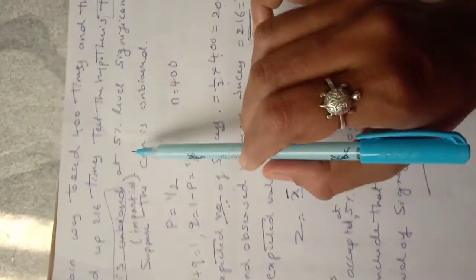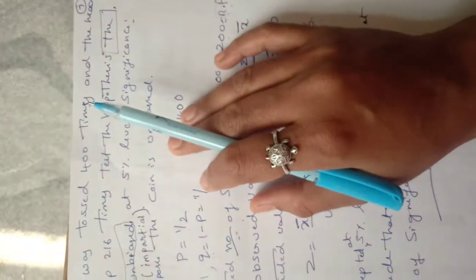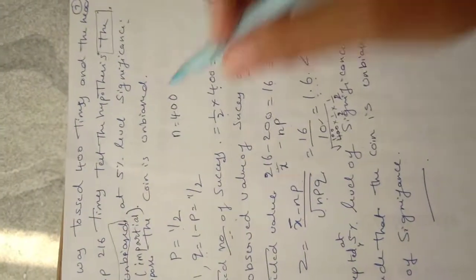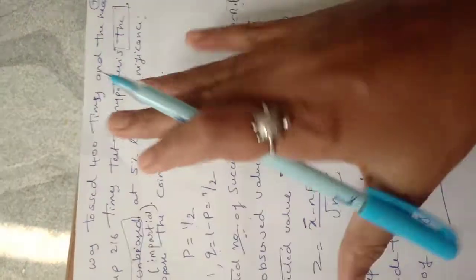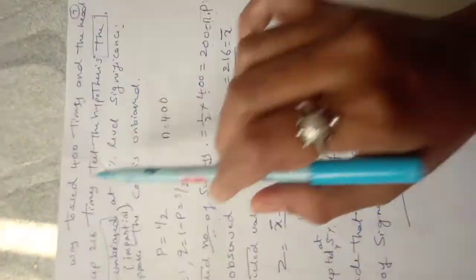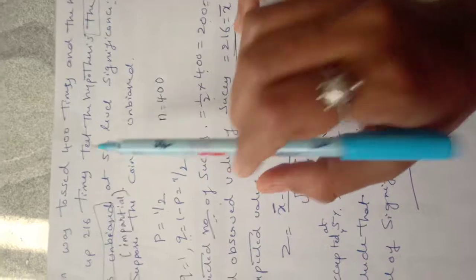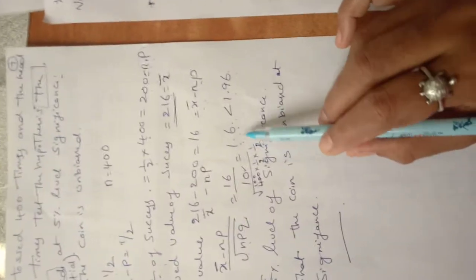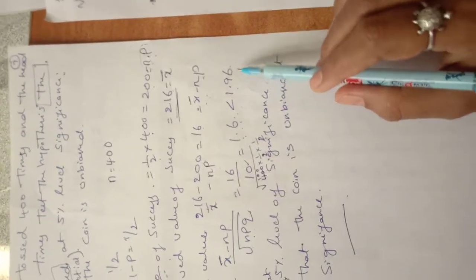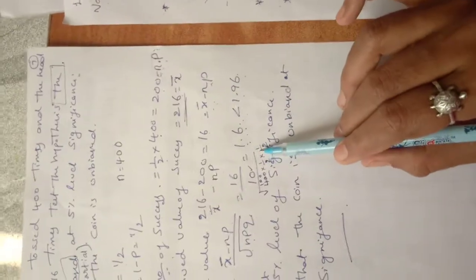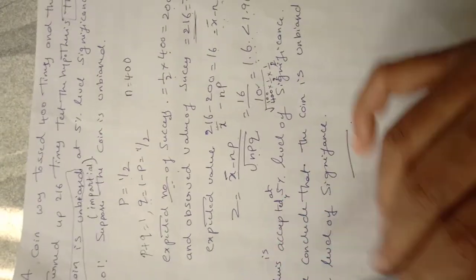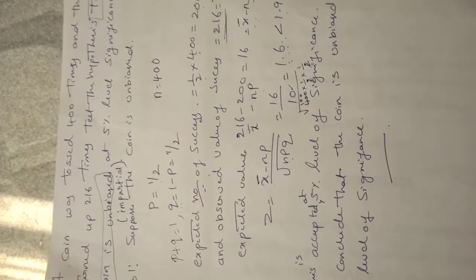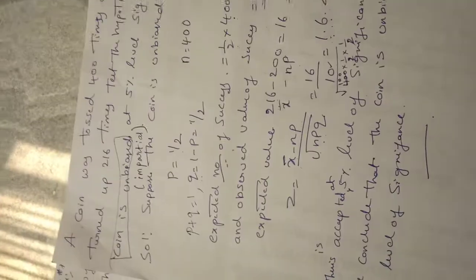And you see whether they ask for the 5% level or 1% level of significance. If they have not asked any level of significance, either consider 1% or 5% by default. So if they clearly mention it is a 5% level of significance, in that case you have to compare the value of Z with 1.96. If it is less than that, we accept the hypothesis. If you got the Z value greater than 1.96, we reject the hypothesis. Here we are accepting the hypothesis that the coin is unbiased.